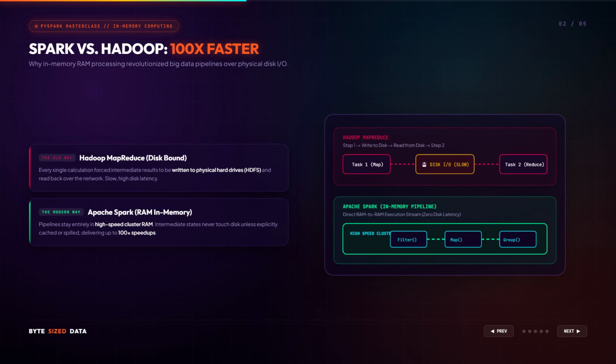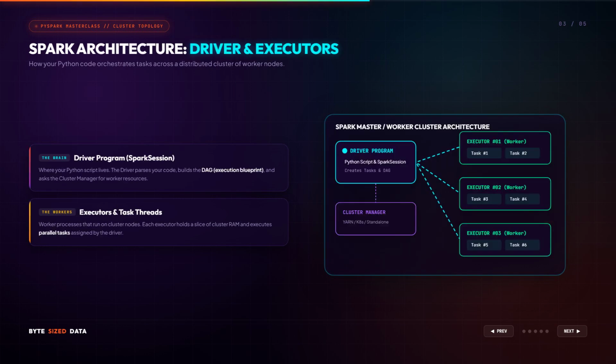Now, look at the bottom half. Apache Spark revolutionized data engineering by processing everything directly inside high-speed cluster RAM. By eliminating the need to write intermediate steps to disk, Spark runs workloads up to 100 times faster than Hadoop. Now, let's understand how a Spark cluster actually executes your code.